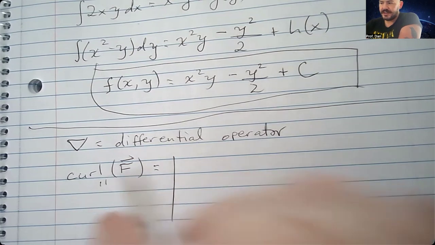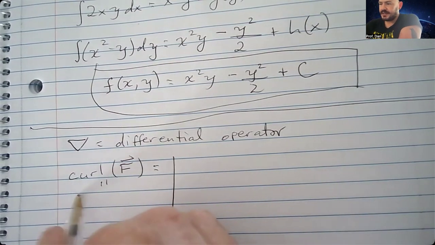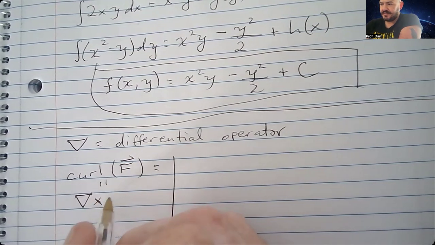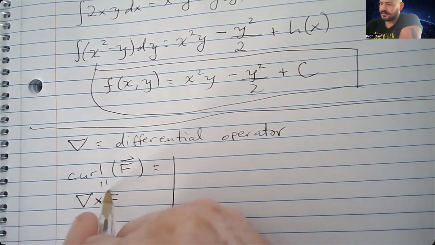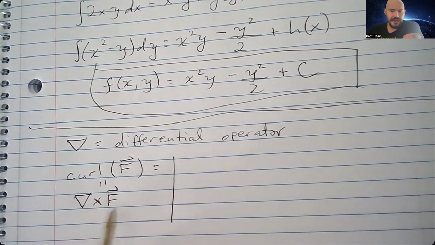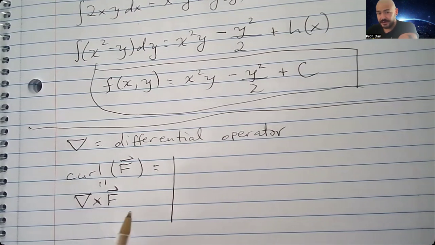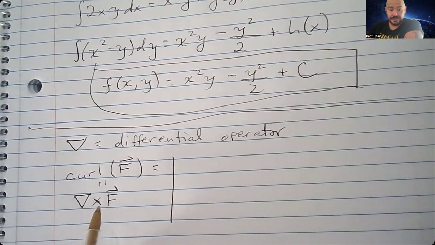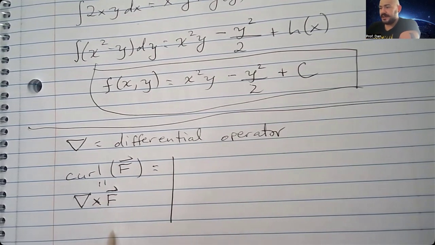So before I write out what the determinant looks like, this is how you'll see curl written in basically any other textbook. Even in our textbook, they use this notation. So it's the cross product, del cross F. And here, del isn't acting on anything. We're not taking a gradient and then doing a cross product. We're using this differential operator and taking the cross product of that with a vector field F.